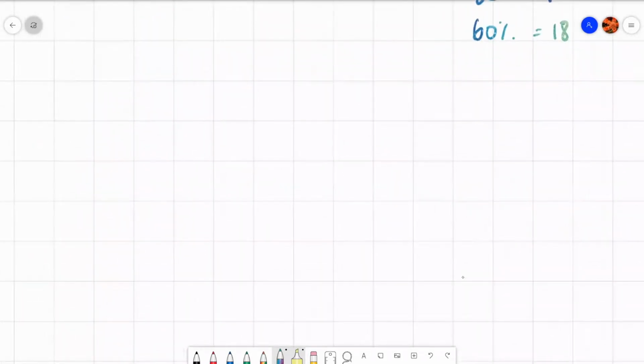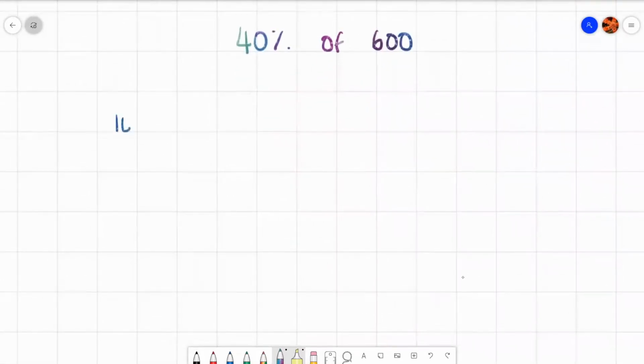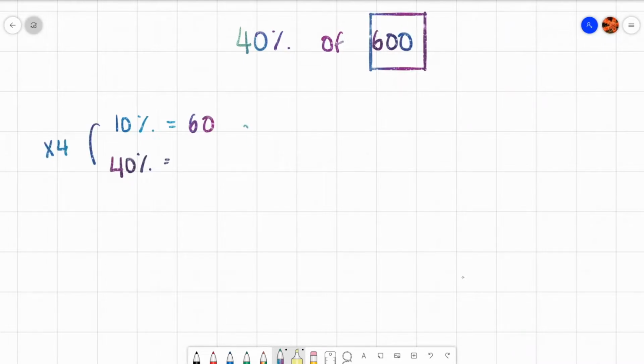Let's have a look at another example like that. Let's do 40% of 600. Okay, we'll do the two methods so you can see. Method 1, I'm just going to work out 10%, which is, well, 600 is my number, so it's going to be 60. I can work out 40% because 10 times 4 is 40. So I can times that by 4, which is 240.